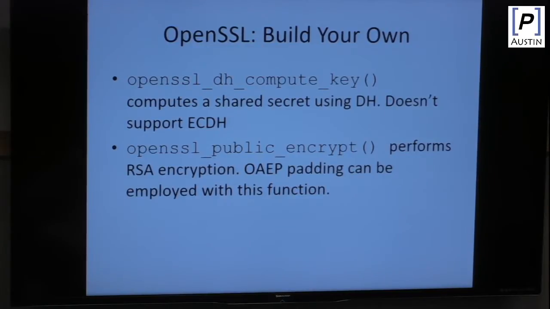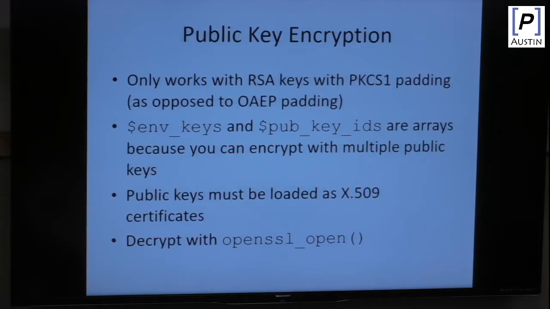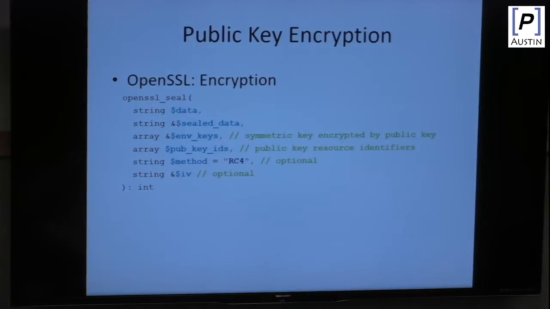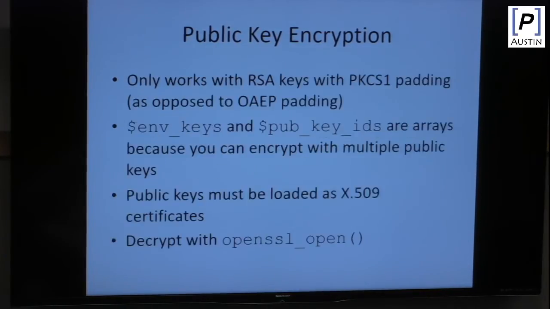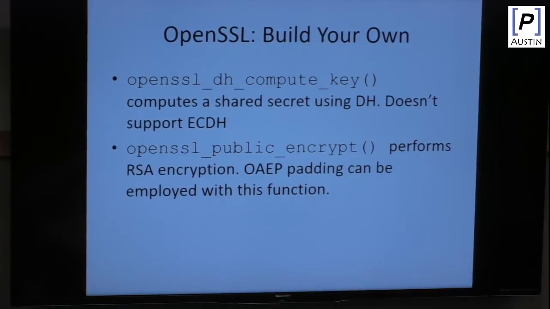With OpenSSL, you can build your own hybrid public key encryption thing. You can use openssl_dh_compute_key to compute the shared secret, but that doesn't support the encrypt if you look at the PHP binding to OpenSSL. And you can use openssl_public_encrypt to do RSA encryption, which is what that last example was doing. In that last example, PKCS1 was the default, but if you use openssl_public_encrypt, you can specify the padding scheme you want to use in the parameter. So you can use the better padding scheme for that one.